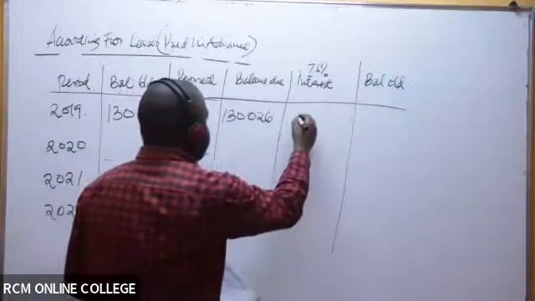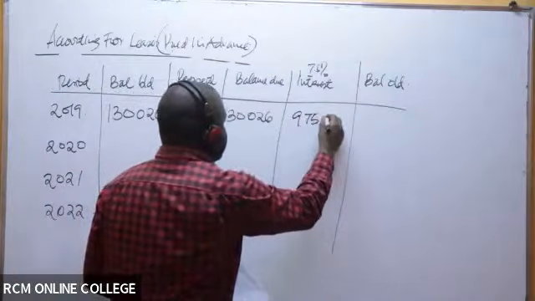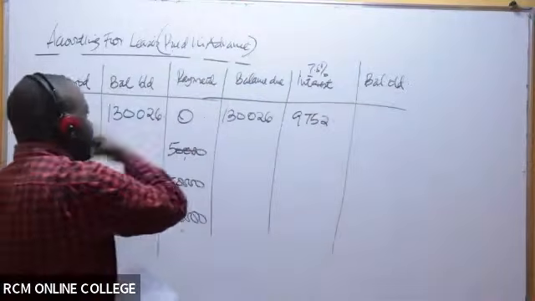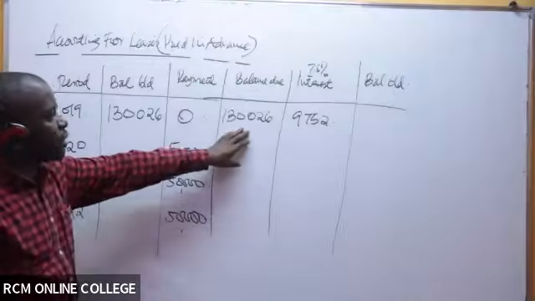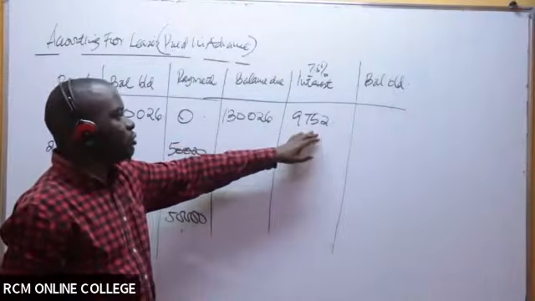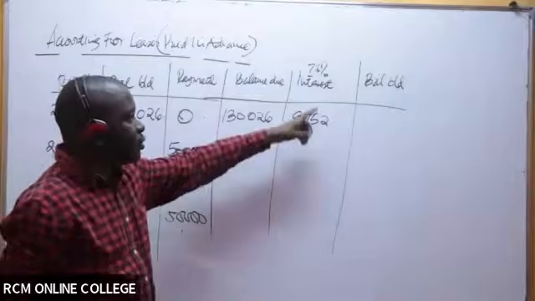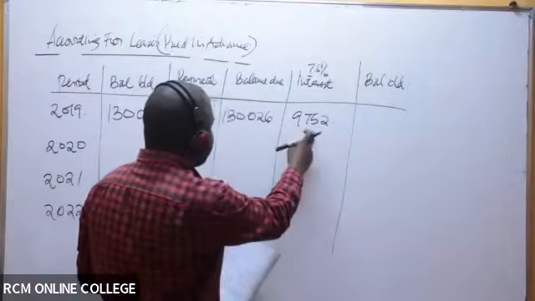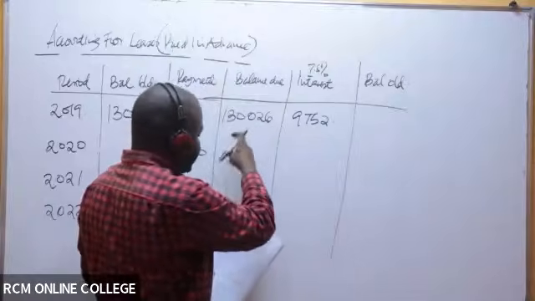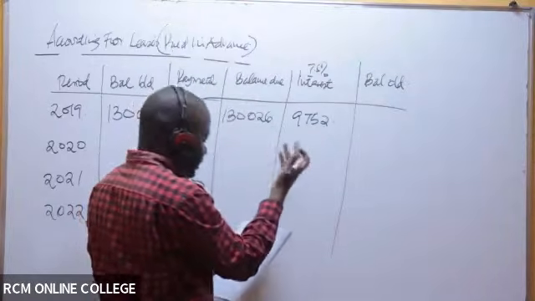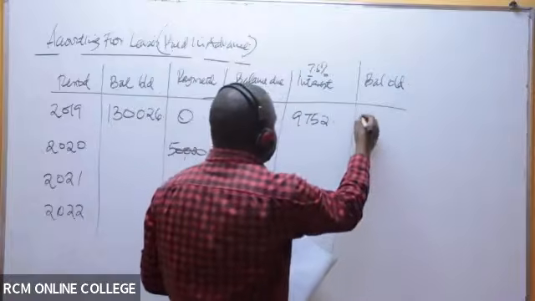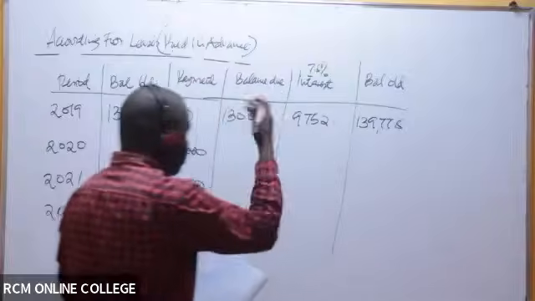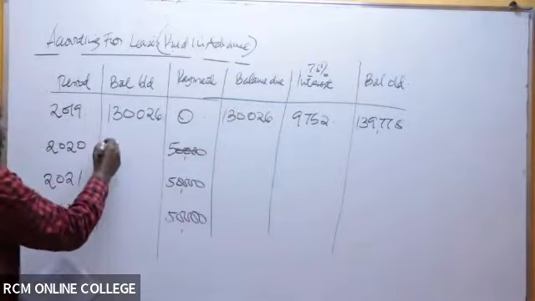97.52. So therefore the balance carried down to the coming year, you know it was balance due. So you must add interest, you know that lease has interest. So you must add it here above. So when you add it you get 139,778. So in this case our balance brought down will come here, 139,778.